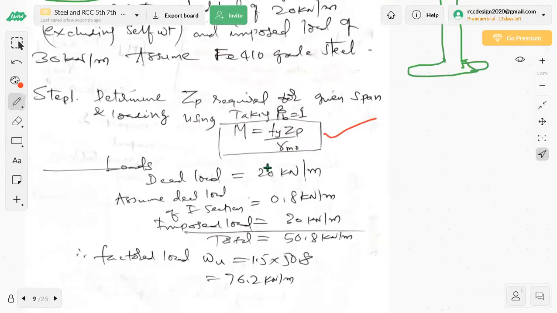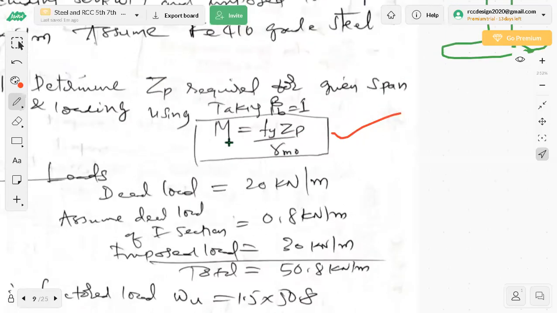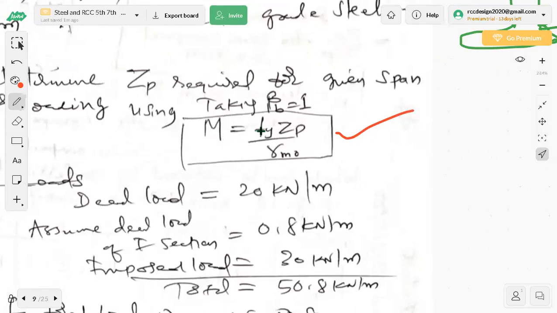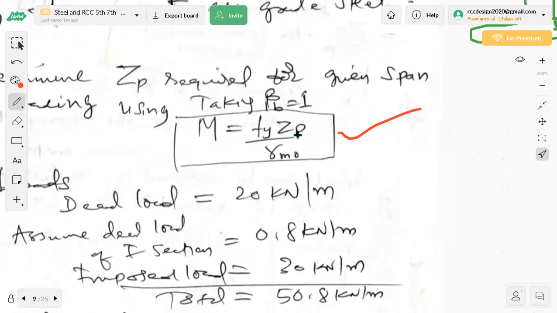Now observe here. This formula is a strength of materials formula only. Moment of resistance is equal to sigma into Z. Here sigma is taken as Fy, the yield strength of steel, into the section modulus of the given cross section. We have to actually find out ZP here. You'll come to know that.